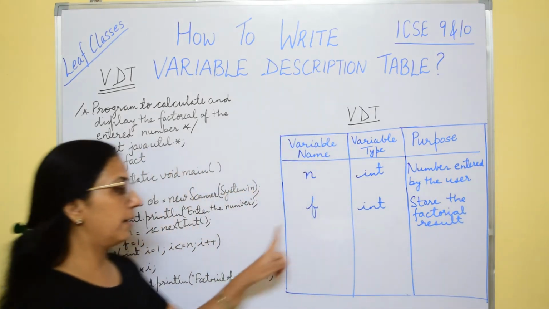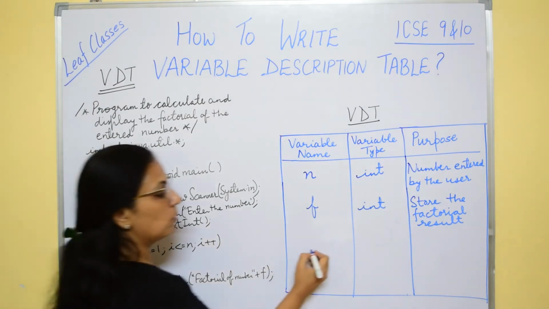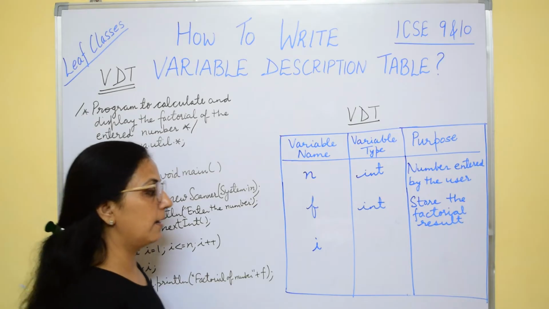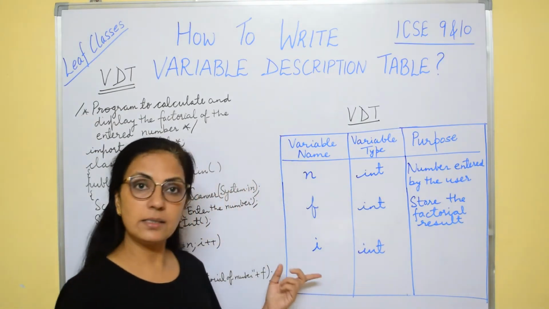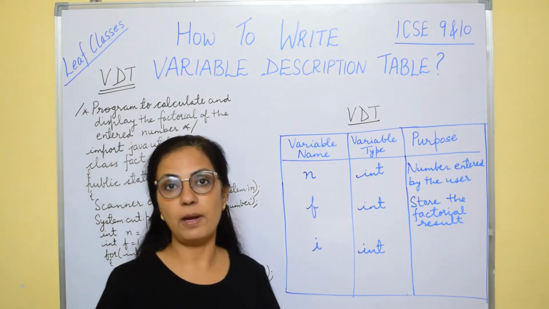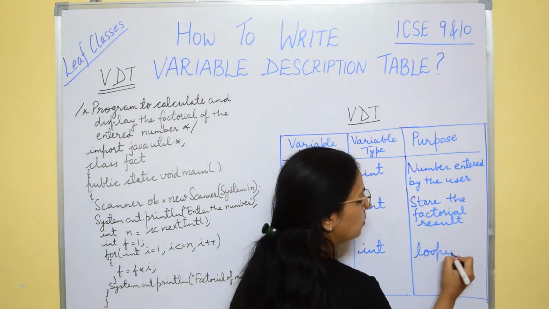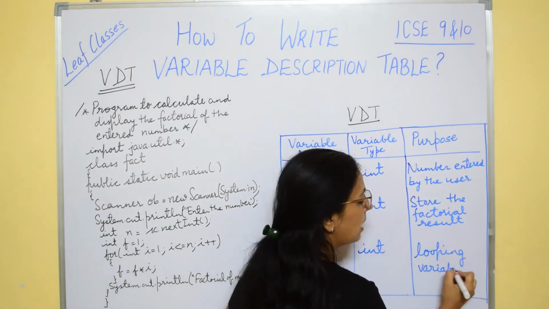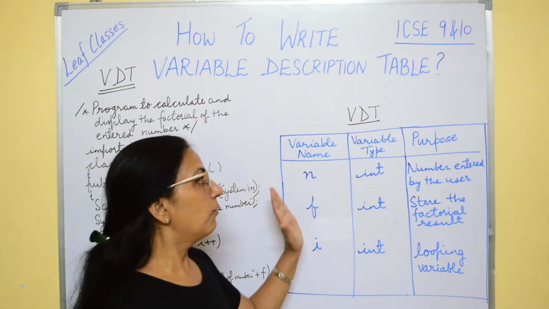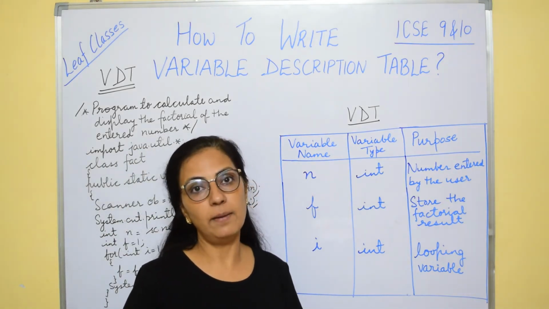We have taken f variable, right? Then we have taken a for loop, and here I have used the i variable. The data type is again int, and this is a looping variable. So in very simple language we can just mention looping variable. So this is how we write the variable description table along with the program.